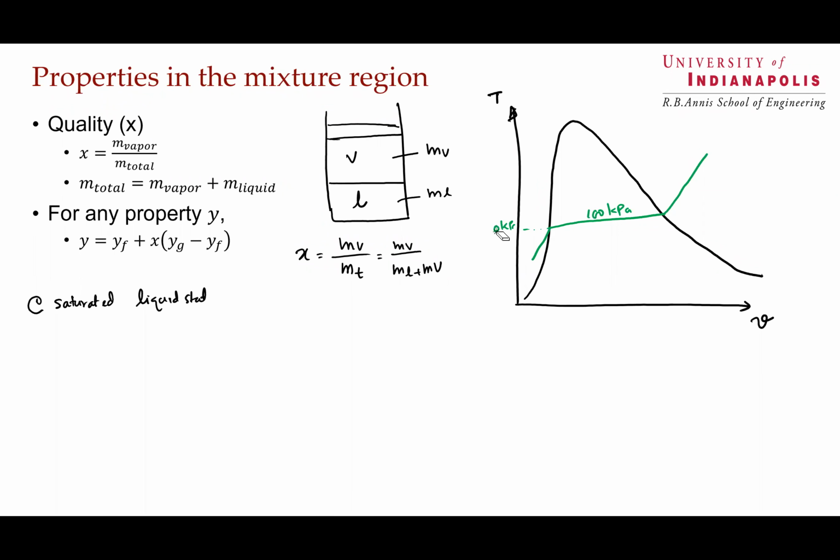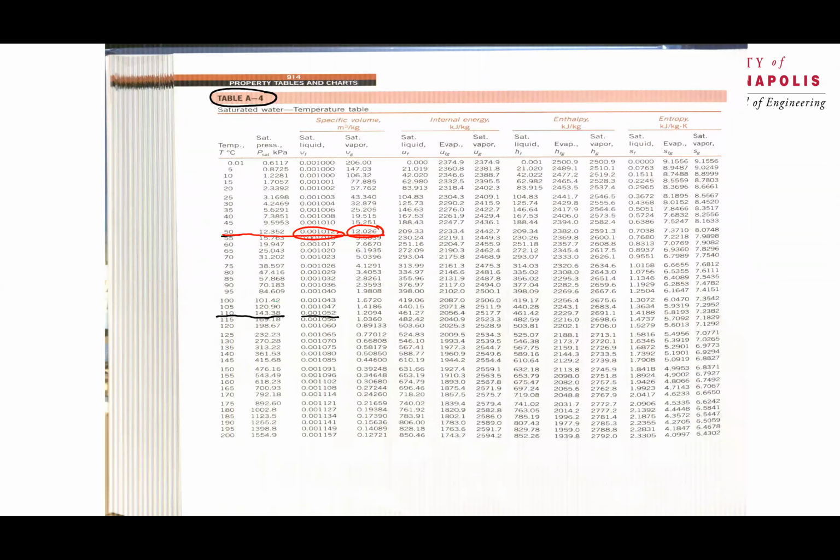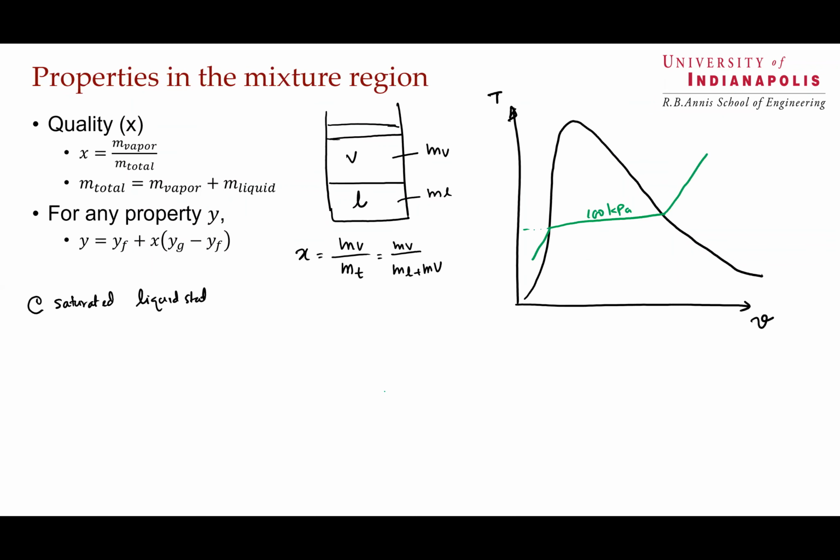And if you say that the temperature, we look at the table, 100 kilopascal, this is 101.42. So temperature is 101.42. So if you are given that your system is at 100 kilopascal and 101.42 degrees Celsius, then we are in trouble because we cannot locate the point exactly. So we need one other property, that is the quality.